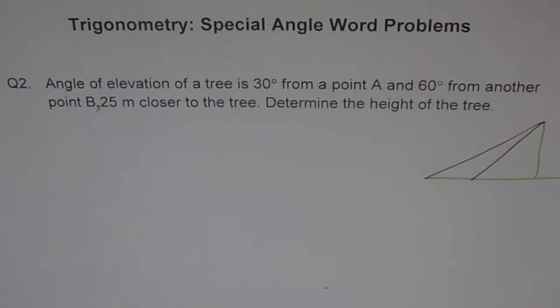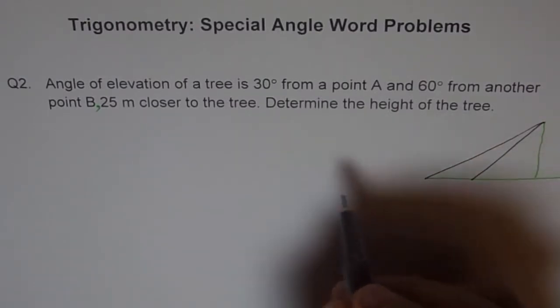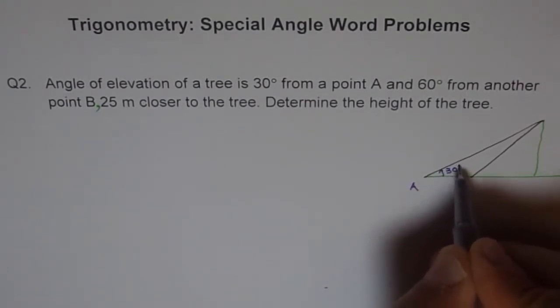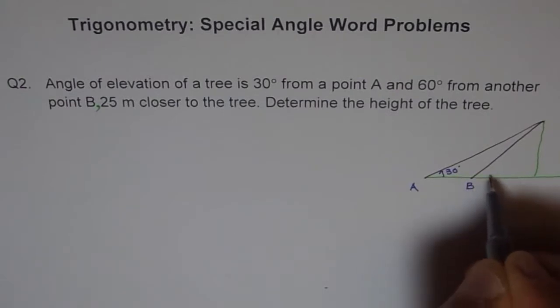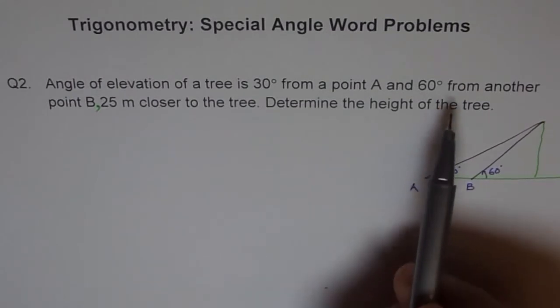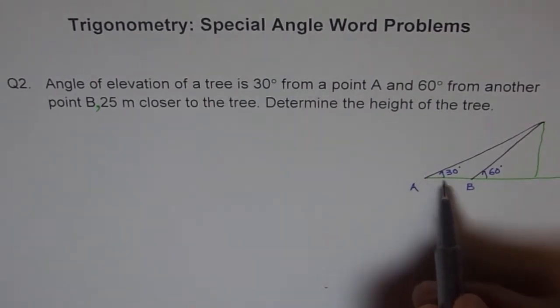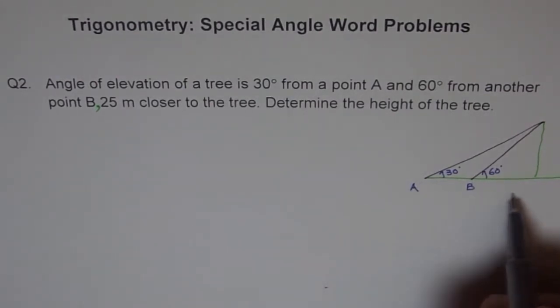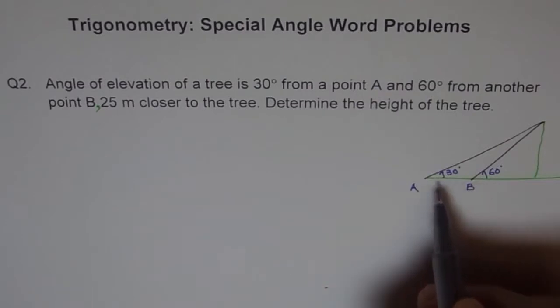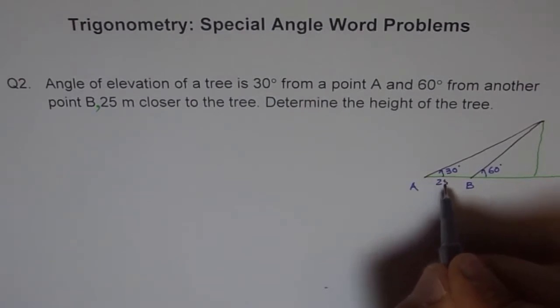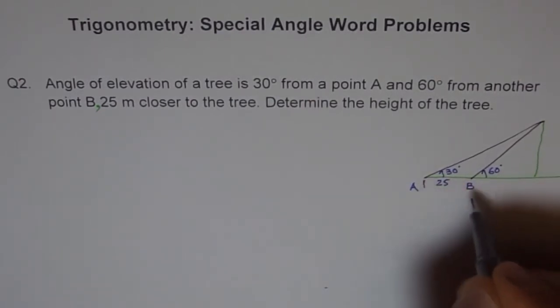Okay, so what we have here is A is this point, which gives angle of elevation of 30 degrees, and this is B, which gives angle of elevation of 60 degrees, and B is 25 meters closer to the tree than A. That means if A is distance D away, then B is 25 less. That means this distance between A and B is 25. Correct? This distance between A and B is 25.